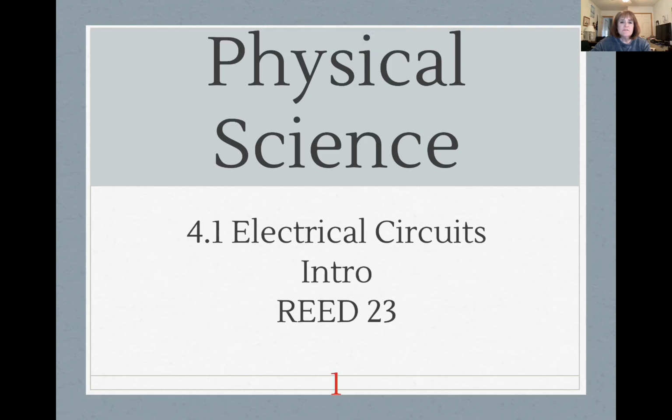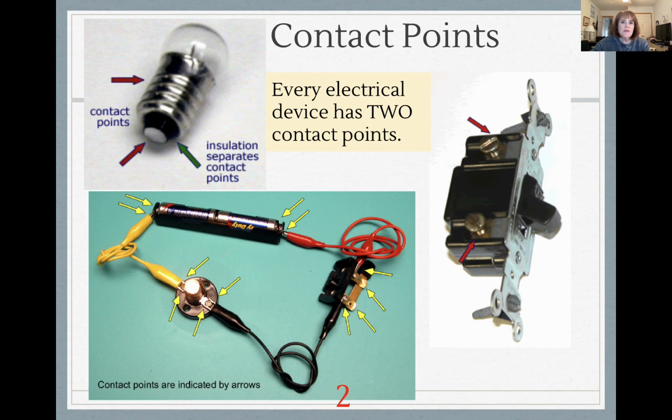Hi, welcome to Physical Science 4.1 on electrical circuits. So first we need to talk about contact points. Absolutely every electronic device has two contact points. Generally, they're going to be a positive and a negative.